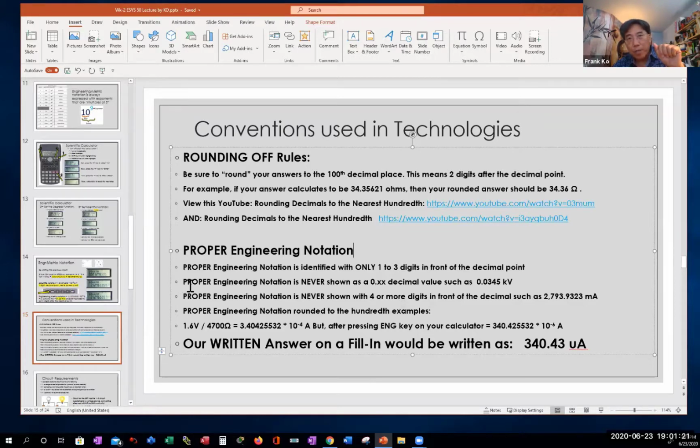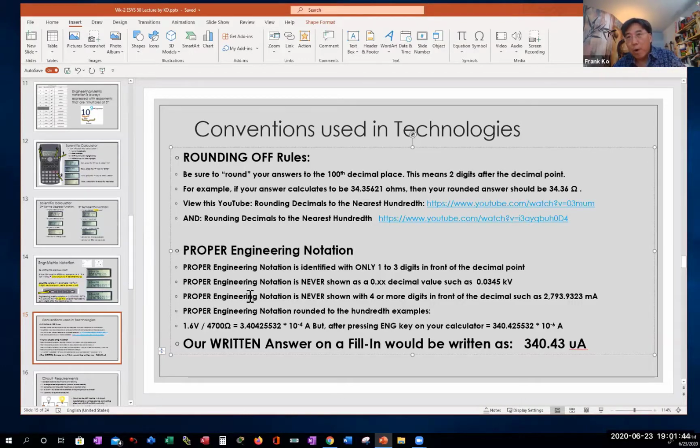Next bullet says proper engineering notation is never shown as a 0.0xx decimal quantity, such as 0.0345 kilovolts. Proper engineering notation will have no leading decimal. It'll be a whole number in front of the decimal point.